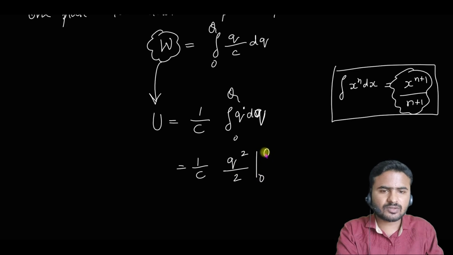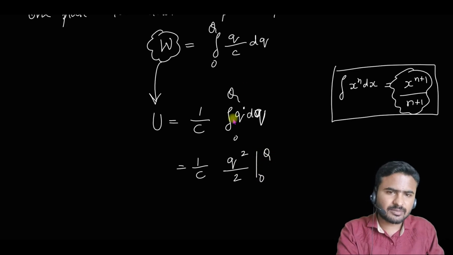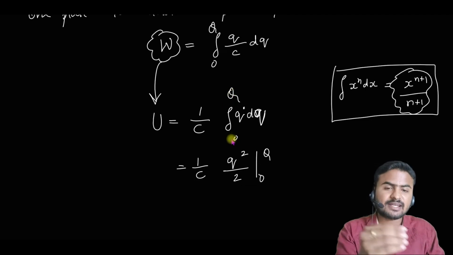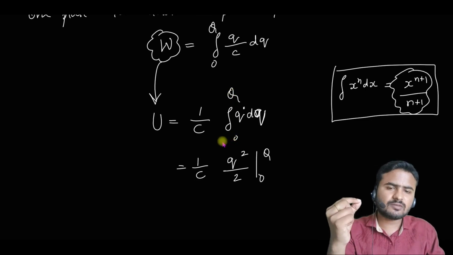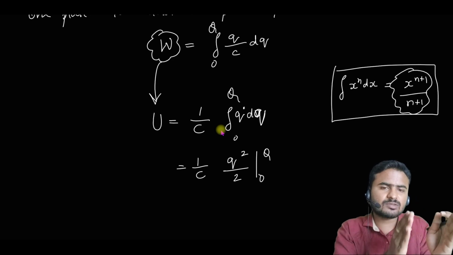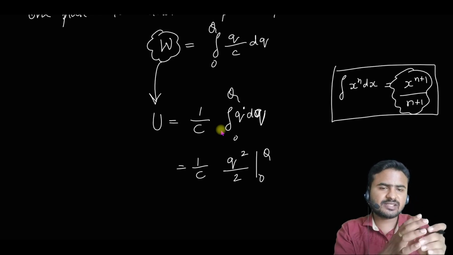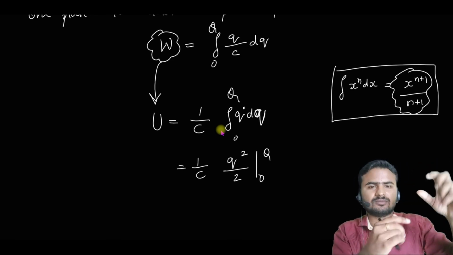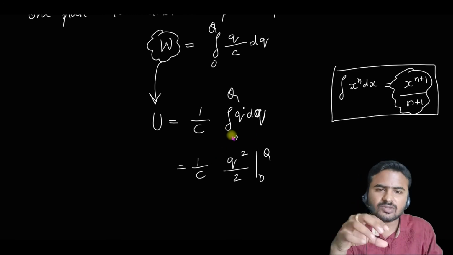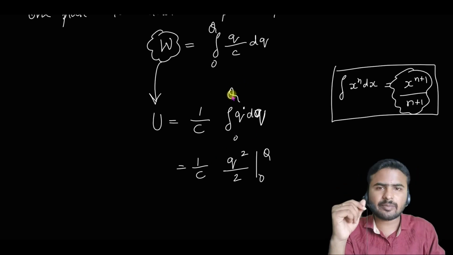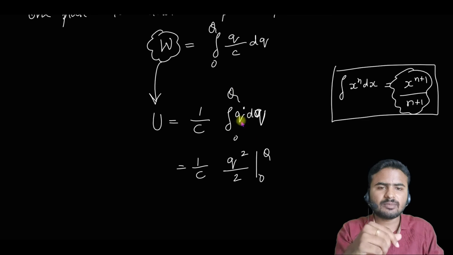The limit is 0 to q. After integrating, we put in this limit. This is called the lower limit, and this is called the upper limit, because that indicates what you are going to integrate. You're going to add all the small work done right from charging the capacitor from 0 to capital Q. So from where are you starting? From 0 charge. Till where are you charging? Capital Q. So that is what we put here, lower limit and upper limit.